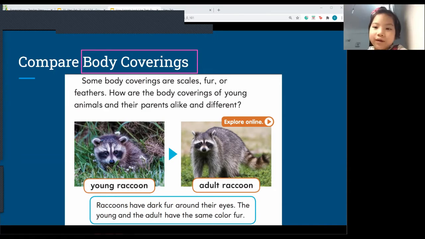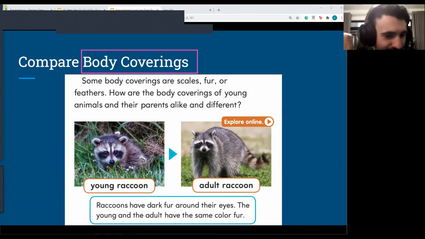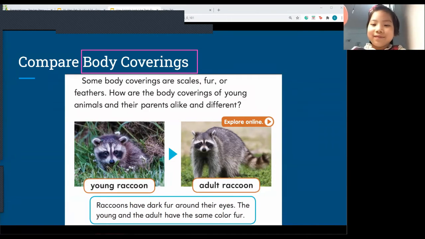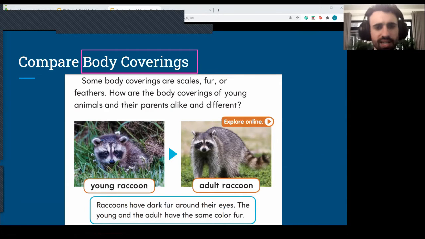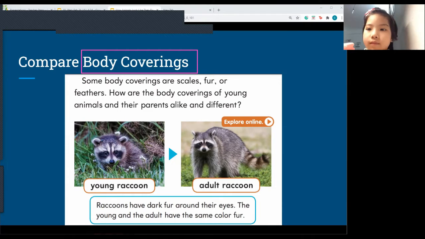We're covered with fur. We don't have fur. Humans don't have fur. What's all over us? Skin. So what is a human's body covering? What covers our body? Is it fur or skin? Humans, our body covering is skin. You guys all have skin.